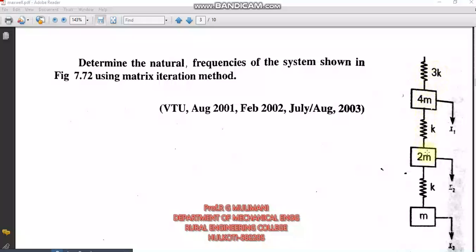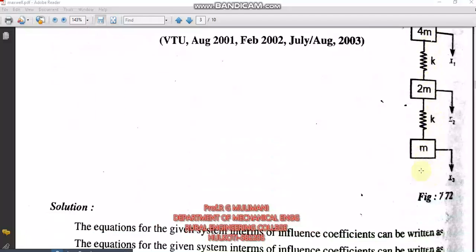Similarly, when mass 2 is pulled, these two springs get elongated, so the equivalent spring stiffness is 1 by 3k plus 1 by k, so it is 3 by 4k. So a22 is also equal to a32, and by Maxwell's reciprocal theorem, a23 is also equal to a32. So by this you will get 3 influence coefficients. The remaining one is a33. When the unit force is applied at the third mass, all the 3 springs get elongated. So the equivalent spring stiffness, that is 1 by k, is equal to 1 by 3k plus 1 by k plus 1 by k. That is a33.